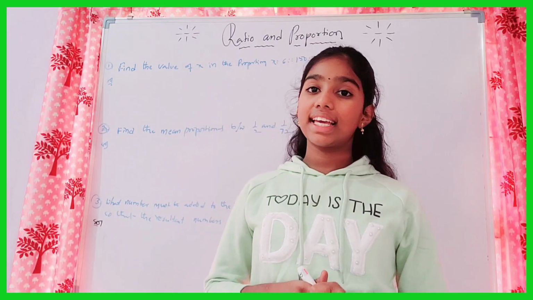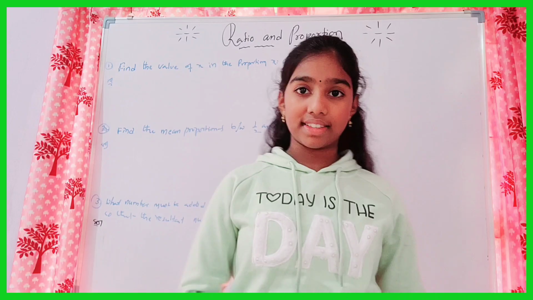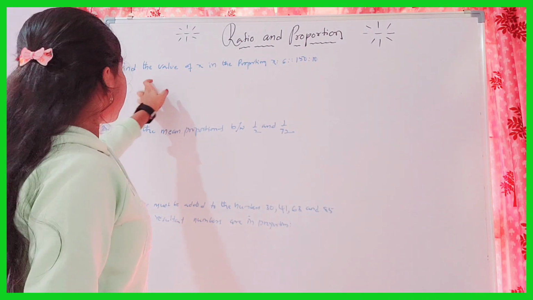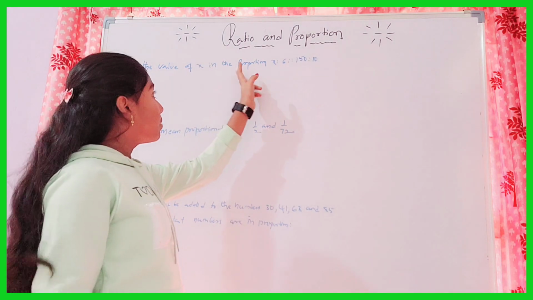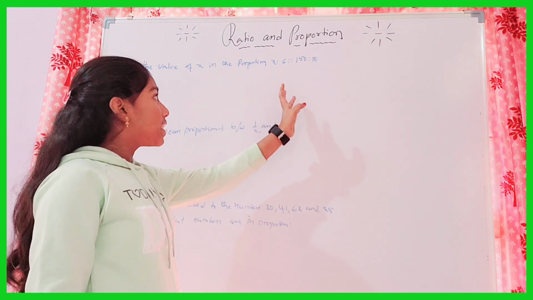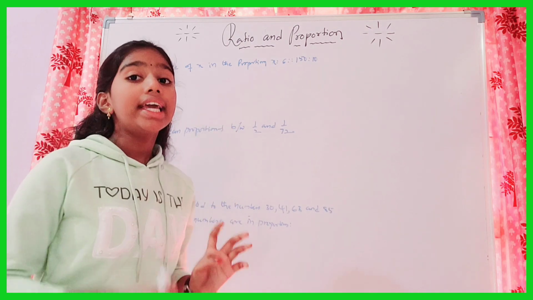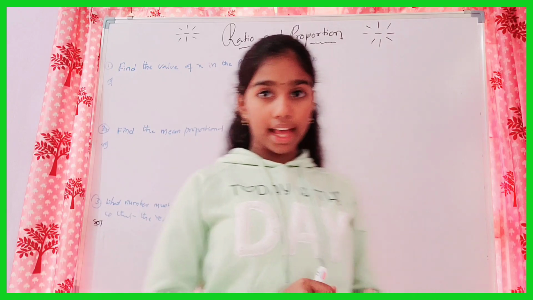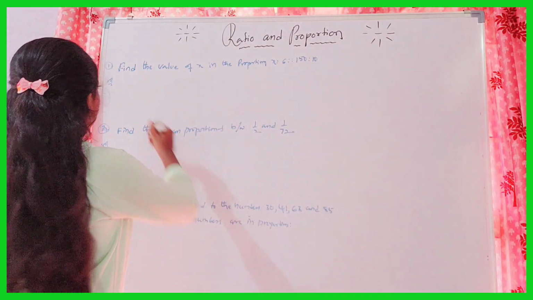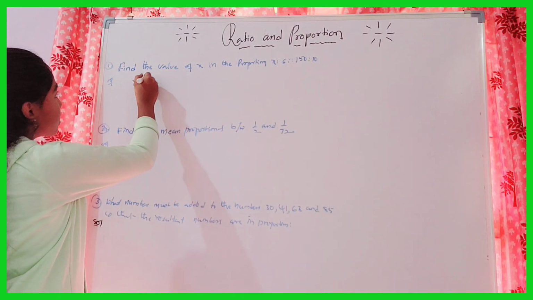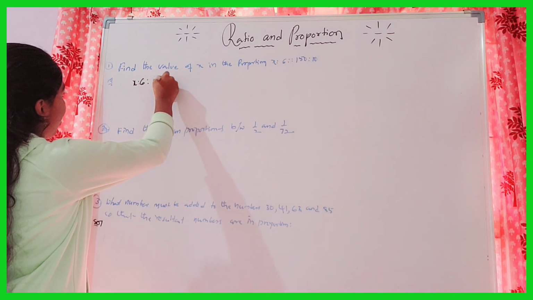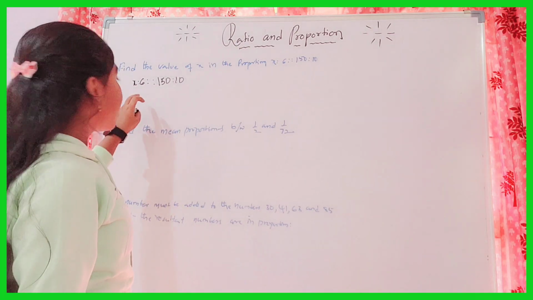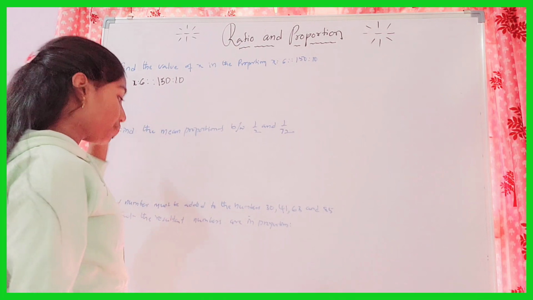So now let's see some examples regarding those formulas. The first example is: find the value of x in the proportion x is to 6 as 150 is to 10. So in this question we have to find the value of x in that proportion.